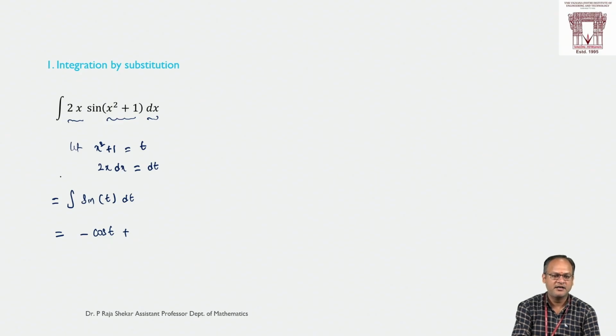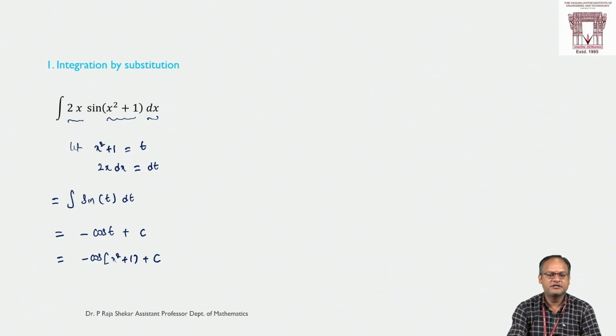As this is an indefinite integral, what is an indefinite integral? The integral without limits. So we add an arbitrary constant c. The function given is in terms of the variable x, so even after the integration it should be in terms of x. For that, let me substitute back what t is. T is x square plus 1. So it is minus cos of x square plus 1 plus c. This is the integration of 2x into sine of x square plus 1 dx.